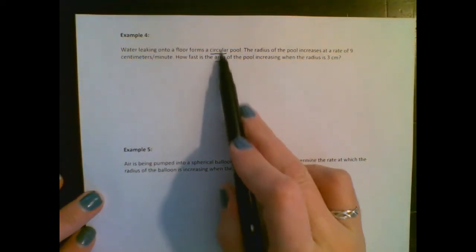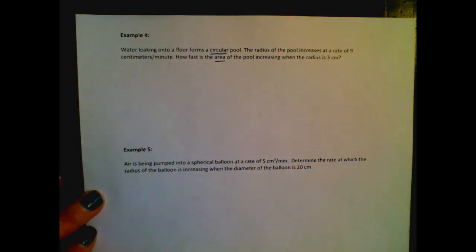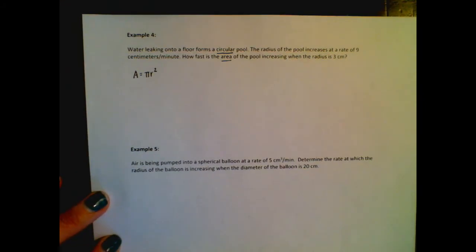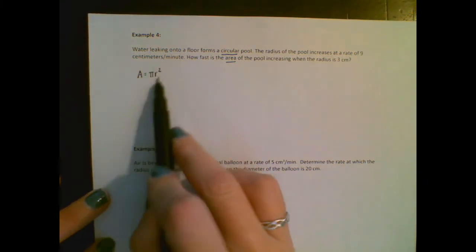So here are the keywords to determine what I need to set up here. I'm really talking about the area of a circle. So I'm going to set up my area is equal to pi r squared. And this is the formula that I want to differentiate with respect to time. So let's go ahead and do that.